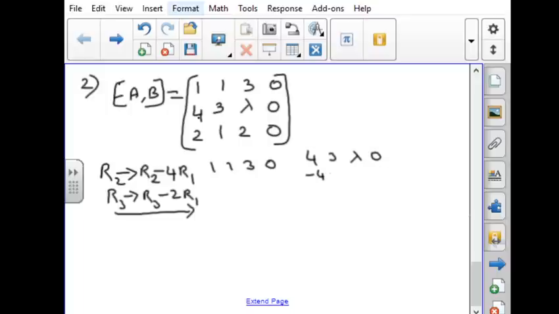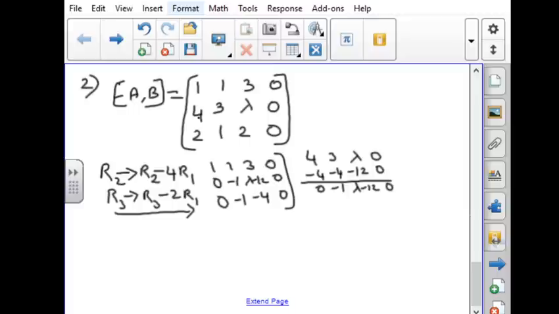So 4, 3, lambda, 0, minus 4 R1. So minus 4, minus 4, minus 12 and 0. So here we get 0, minus 1, lambda minus 12, and this is 0. And here R3 minus 2 R1, so this is 0, 2 minus 2 is 0, 1 minus 2, so you get minus 1, 2 minus 6, so you get minus 4, and last one is 0.